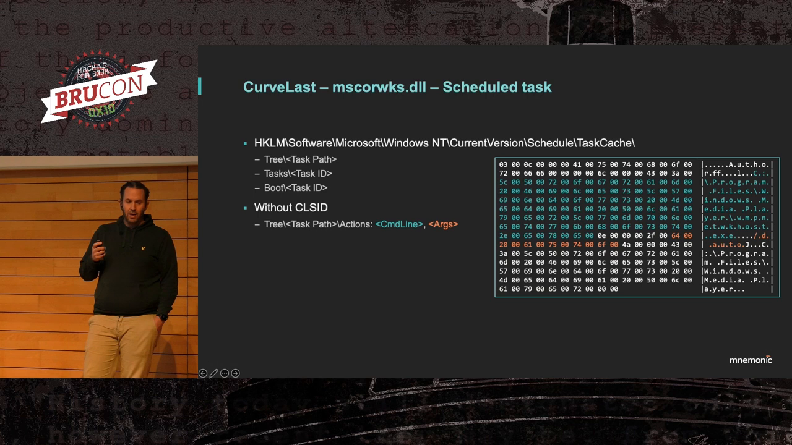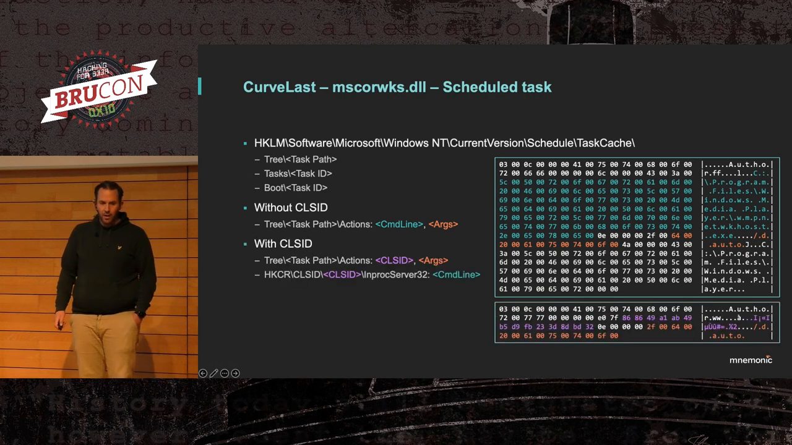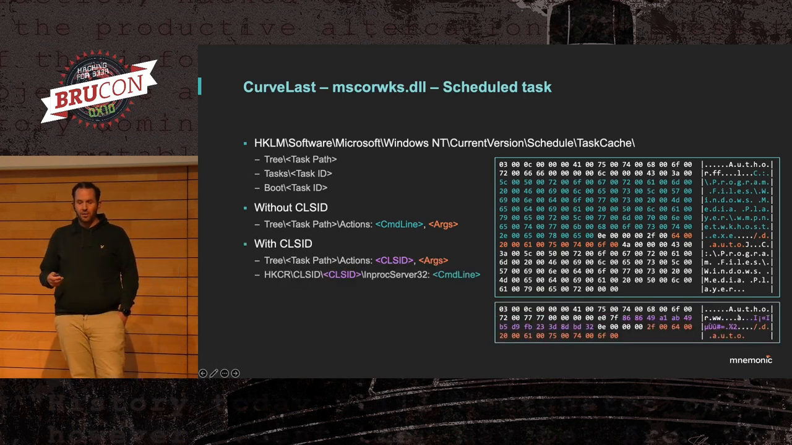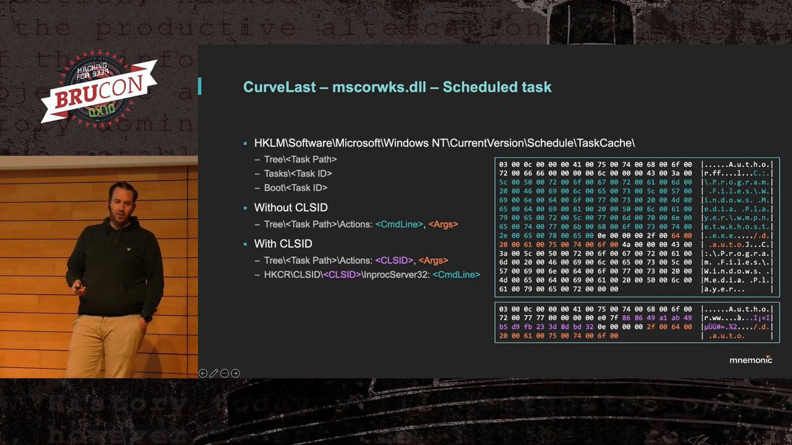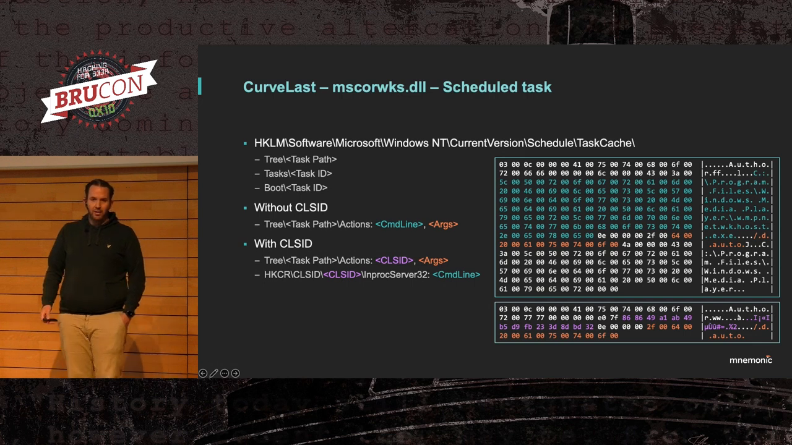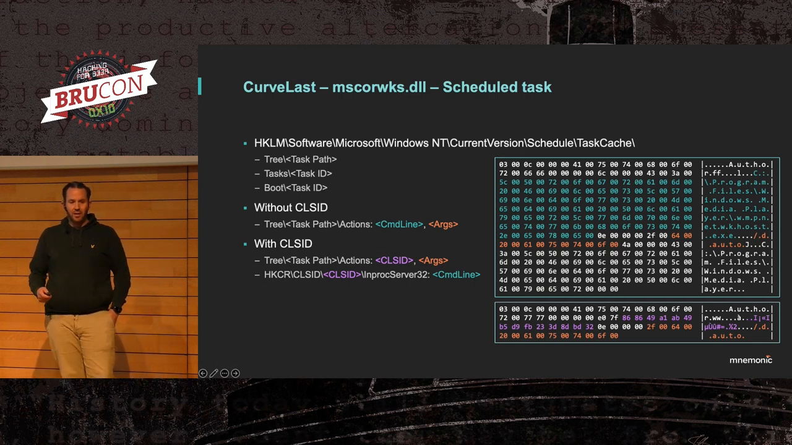When they used a COM handler, the task would not contain any command line, so it was not obvious which command line was executed. They only contain a binary representation of the CLSID and the command line arguments. And then the actual command line was in another folder, under the class root folder in the registry.